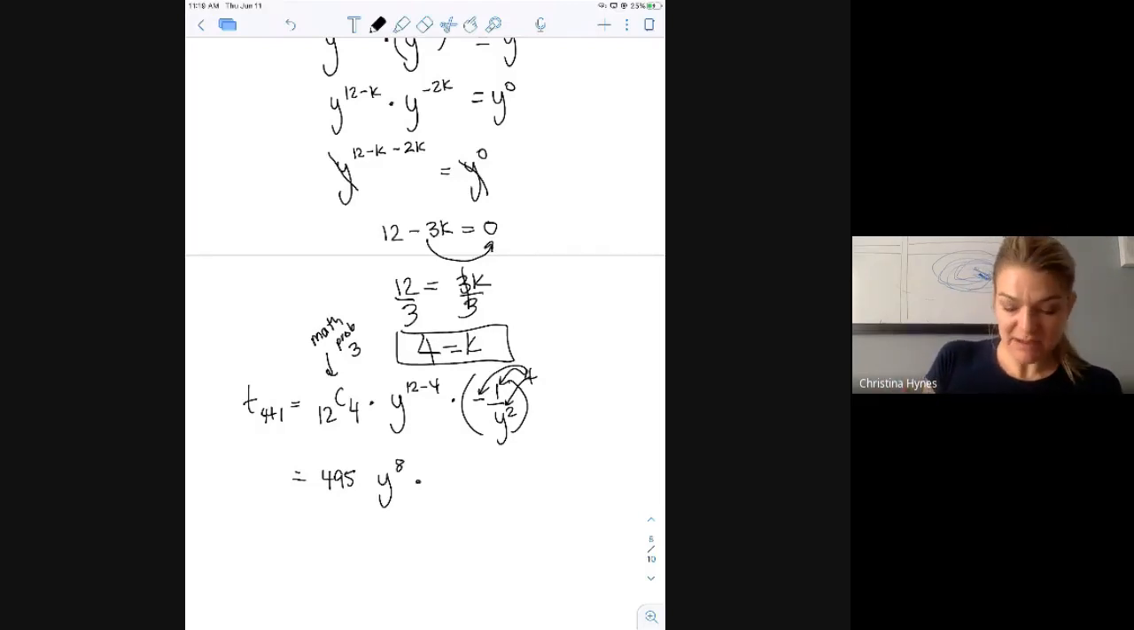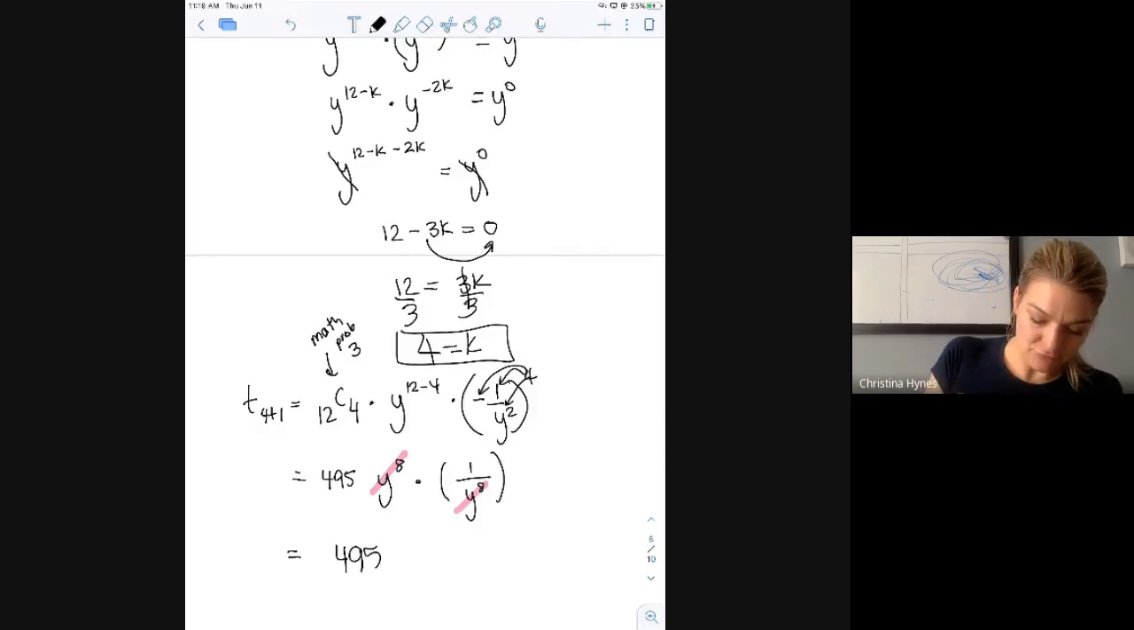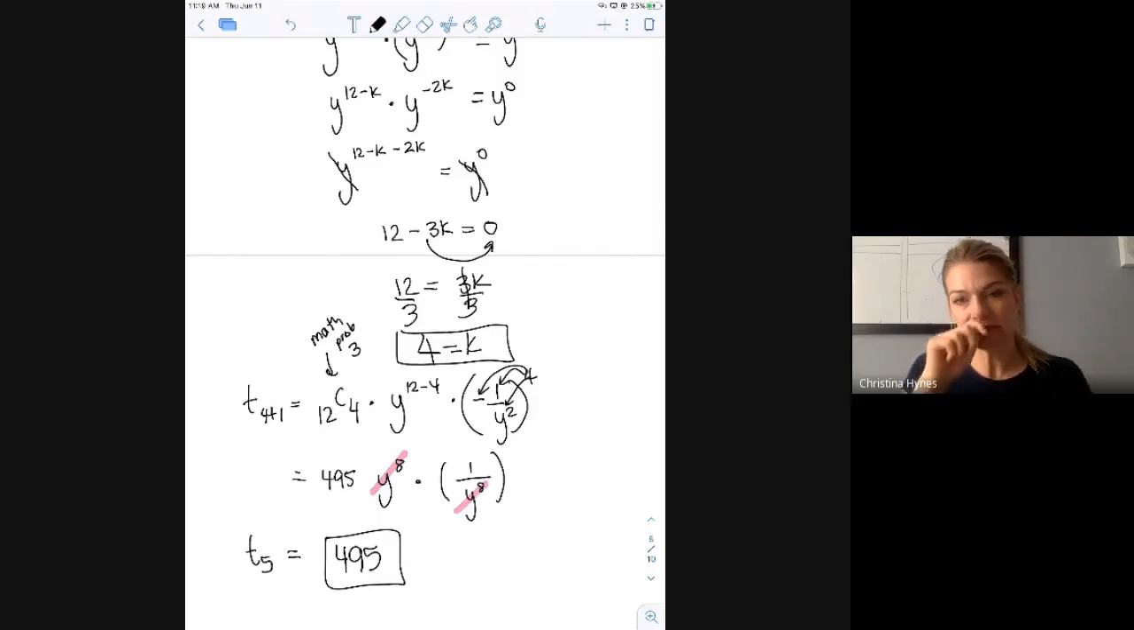So a negative to the power of 4 is going to become positive. 1 to the power of 4 is going to stay as 1. And y squared to the power of 4 is going to become y to the power of 8 now, because the powers multiply to each other. So what you should notice is that these two cross each other off, leaving us with just 495 multiplied by 1. And so our answer is 495, and that's the constant in term 5. So that is how you do those.